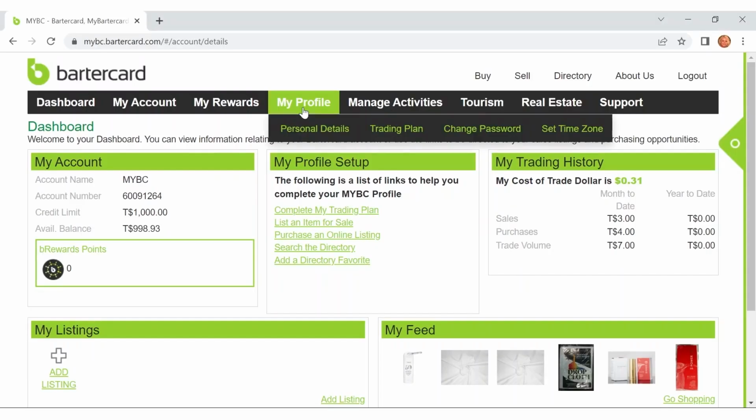Trading plan. One of the key features of the My Profile section is that it allows you to update your spending requirements so that you and your business development manager work together on a trading plan to make trading with Bartercard even more effective for your business. To access the Bartercard trading plan, simply select My Profile from the menu and then Trading Plan.